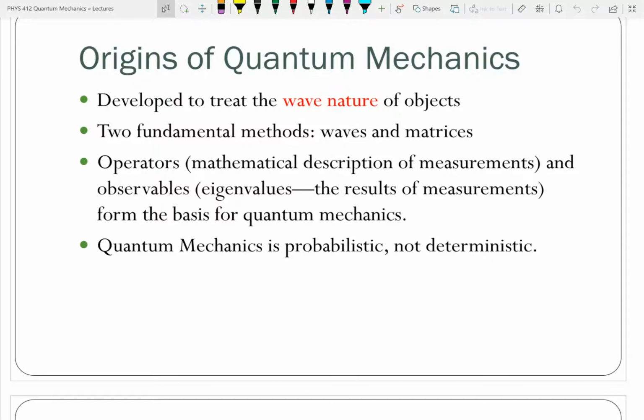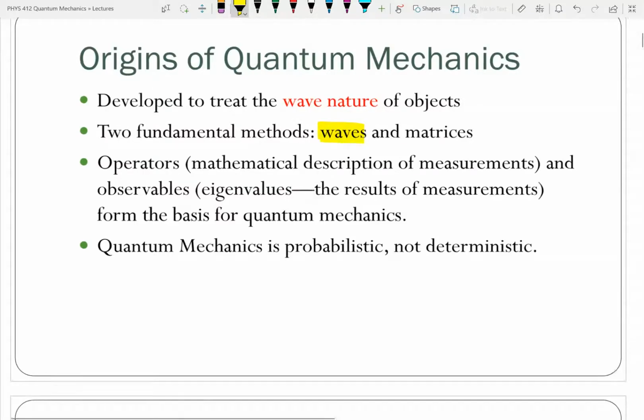And probably, what, 70, 80% of what we've done has been wave method of quantum mechanics. So of the 2 methods, the wave one is the one we talked about the most, although we've ended with a lot of the matrix method.